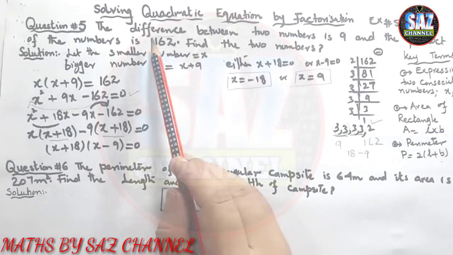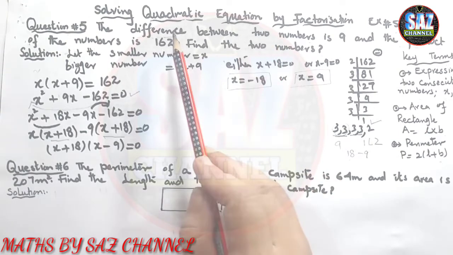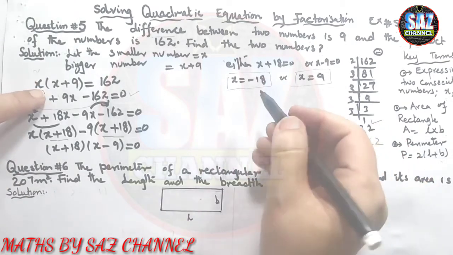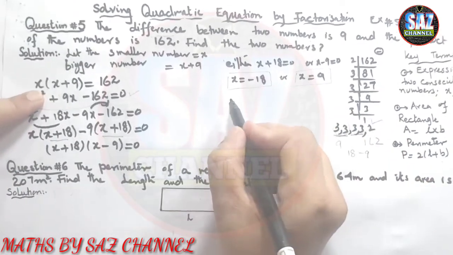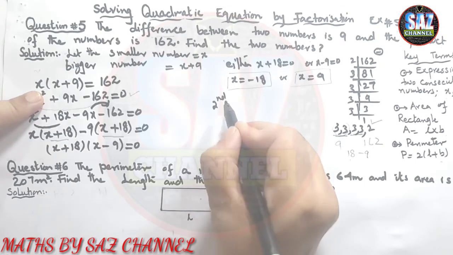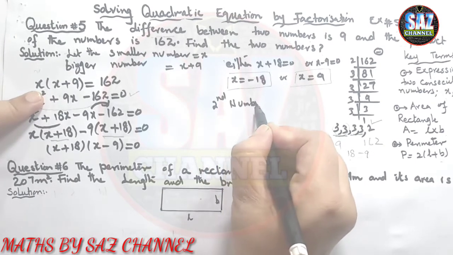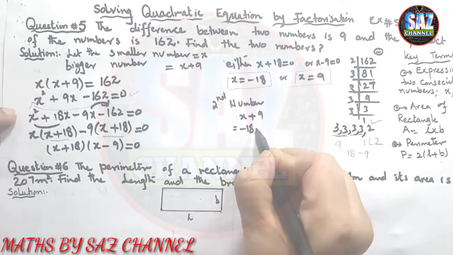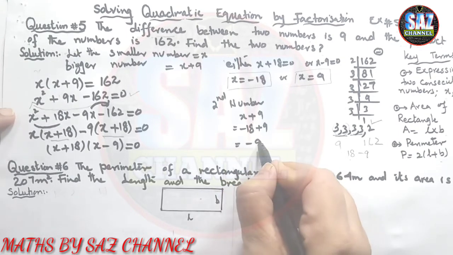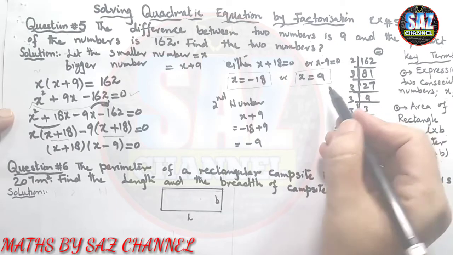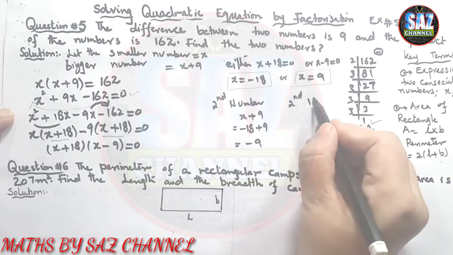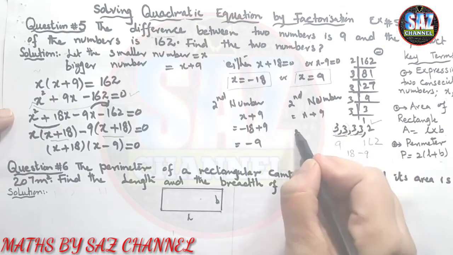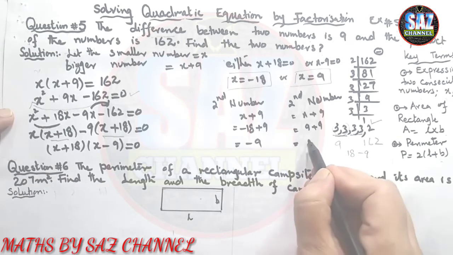Now read the question. The question says difference between the two numbers. Here the question does not say the positive numbers. So if I'm taking x equals minus 18, then the second number can be x plus 9, which is equal to minus 18 plus 9, which is equal to minus 9. And if I'm taking my value of x as 9, then the second number can be x plus 9, which is equal to 9 plus 9, which is equal to 18.